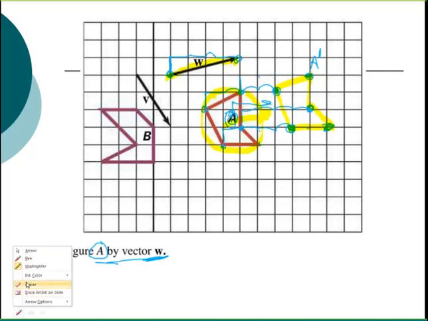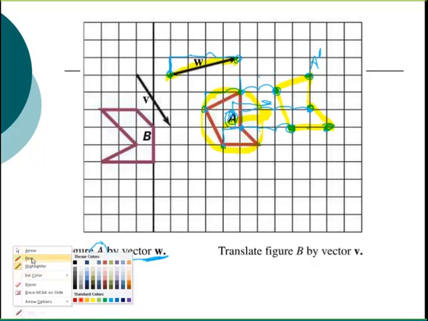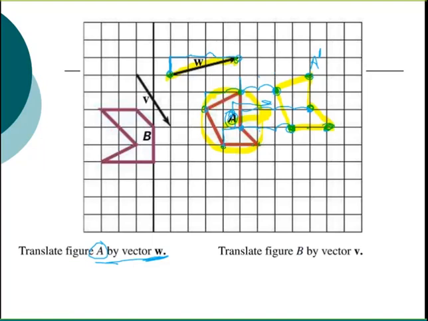Okay. So let's take a look at the next problem, which is going to translate figure B, and we're moving it by vector V. And so vector V is a different vector. It's moving down. Erase vector A. So I'm going to go down 1, 2, 3 places, then move to the right 1, 2 places.